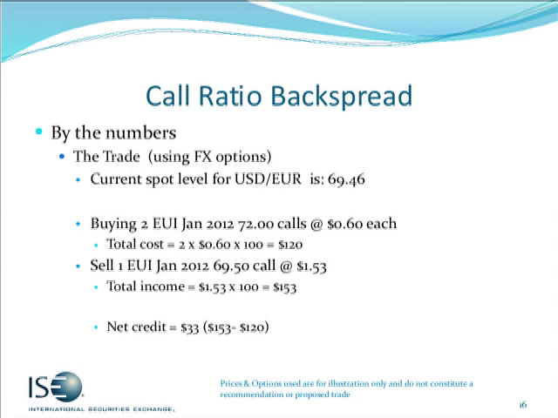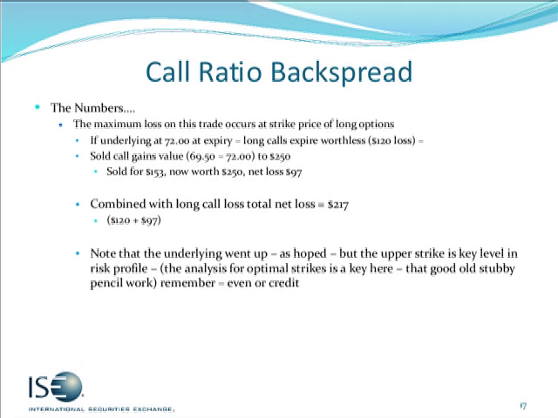By the numbers. Current spot level for U.S. dollar euro is 69.46. Now they moved the decimal point over. So we're going to buy, in the symbol for the U.S. dollar euro FX option, EUI, the January 2012 72 calls at 60 each. So our total cost to put the long side on is $120. We're going to sell lower at 69.50, which is basically at the money, 69.46, but for 153. So we take in 153, we put out 120, and we make a net credit on the trade of $33.